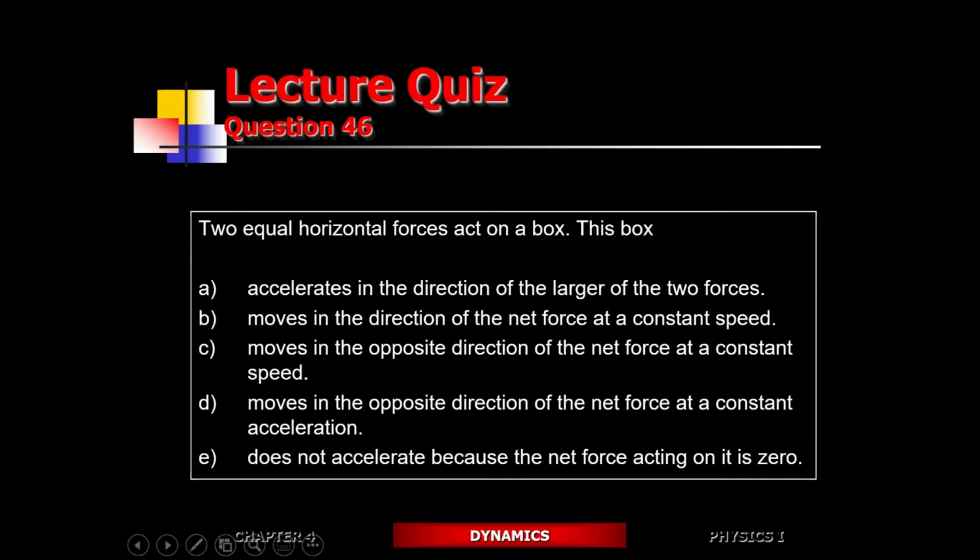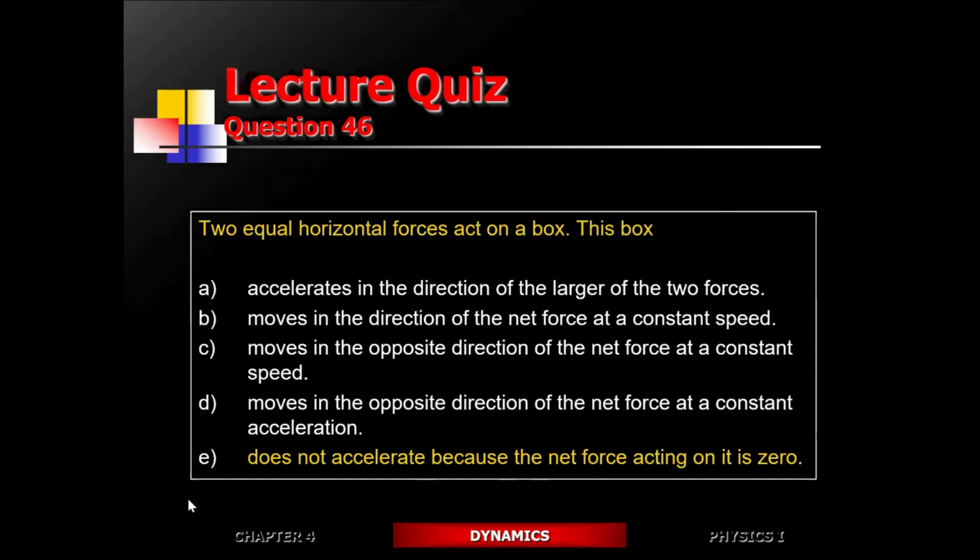All right, E is the only answer that makes sense, right? So you have 2 horizontal forces in the same direction, there's going to be a large acceleration in that direction. If they're in opposite directions, they can cancel. So E is the best answer.